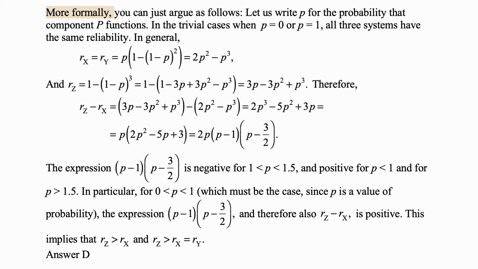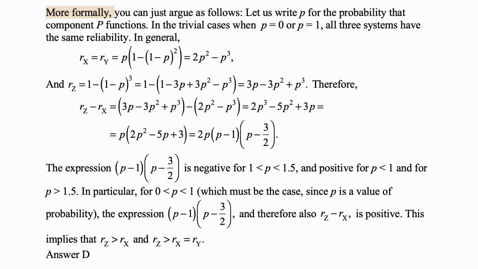Rz is equal to 1 minus (1 minus P) cubed, so it's 1 minus 1 plus 3P minus 3P squared plus P cubed, so 3P minus 3P squared plus P cubed, and therefore Rz minus Rx is 3P minus 3P squared plus P cubed minus (2P squared minus P cubed). So it's 2P cubed minus 5P squared plus 3P, or P times (2P squared minus 5P plus 3), or 2P times (P minus 1) times (P minus 3 halves).